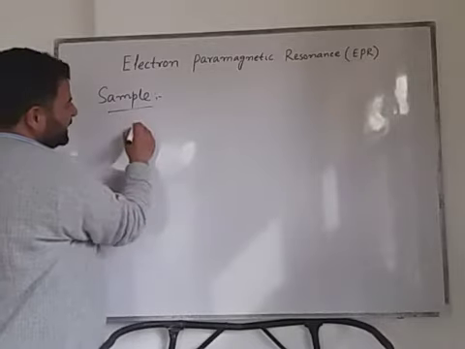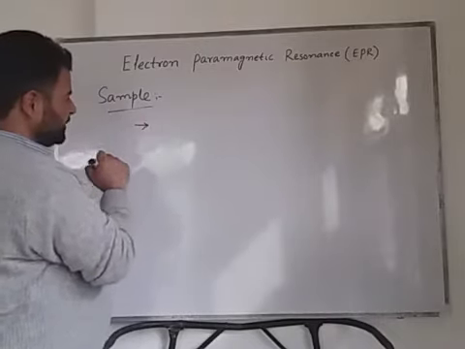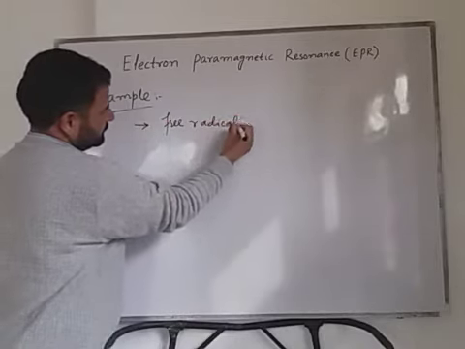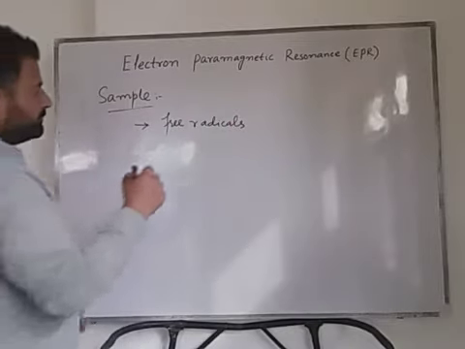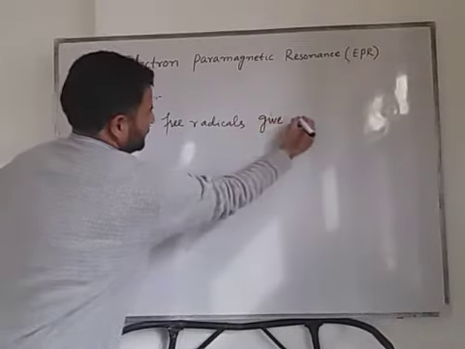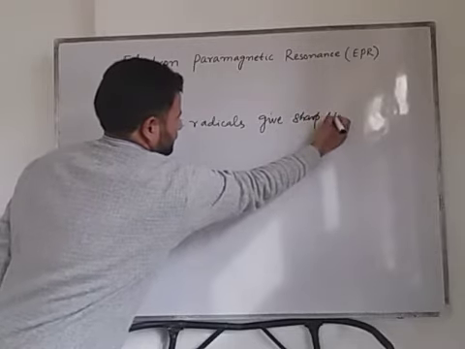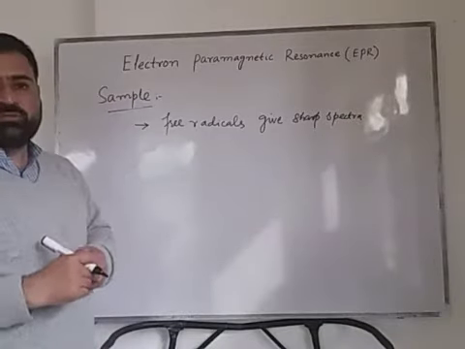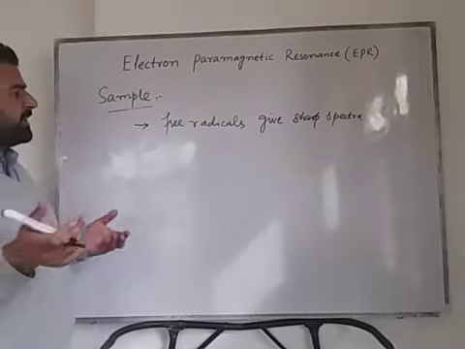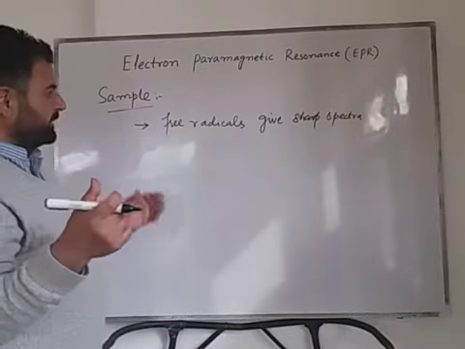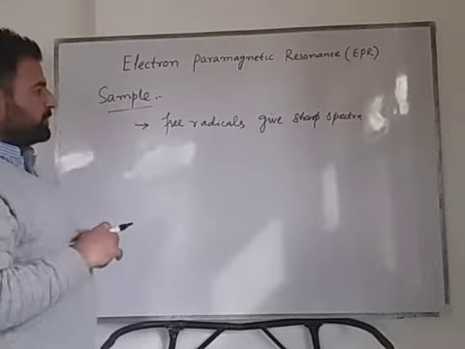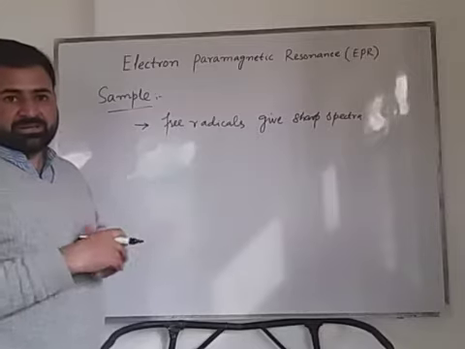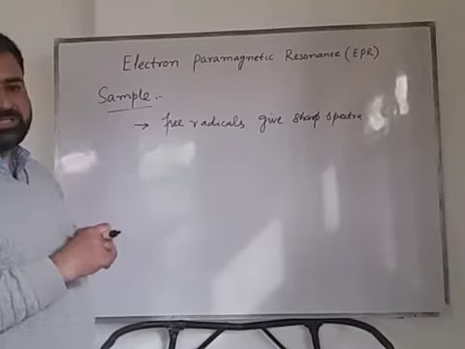Similarly, it has been generally observed that free radicals give sharp spectra. It is because free radicals generally have a single electron in an orbital, which is not much influenced by the immediate environment around. So they give sharp signals.